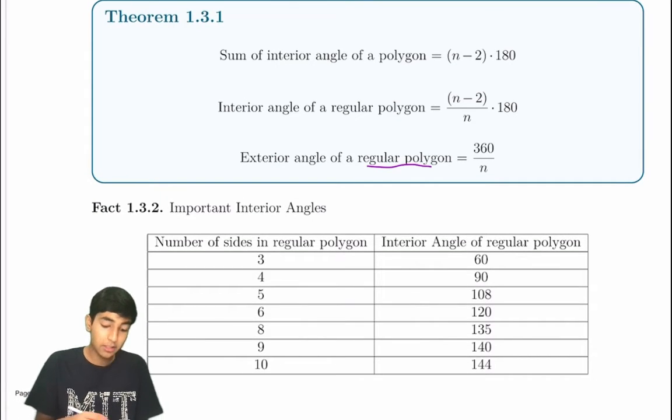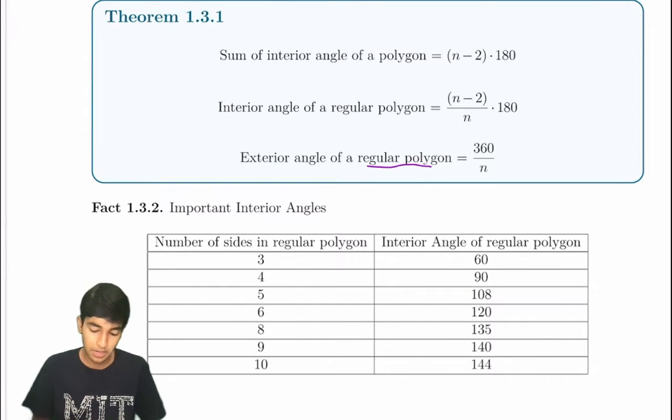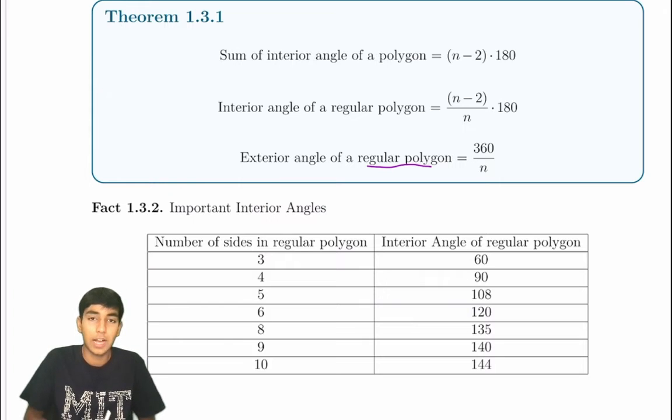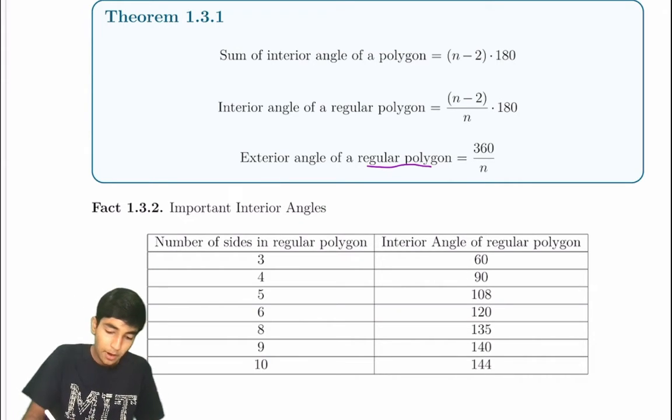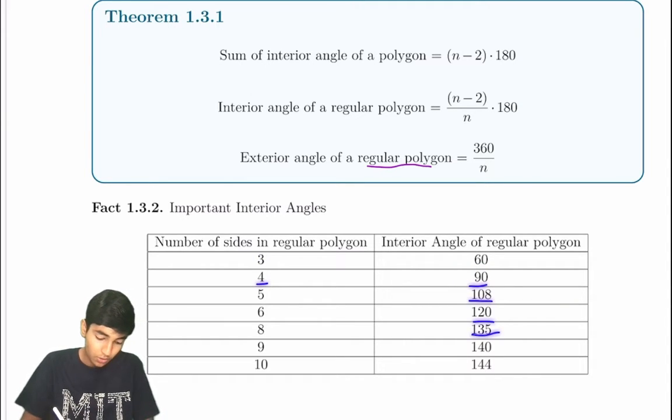And here's a table it's good to memorize. It's not necessary. I mean, you can always calculate it, of course, but it's good to memorize that: 3 is 60, 4 is 90, 5 is 108, 6 is 120, 8 is 135, 9 is 140, 10 is 144. It can be a good thing to memorize that.